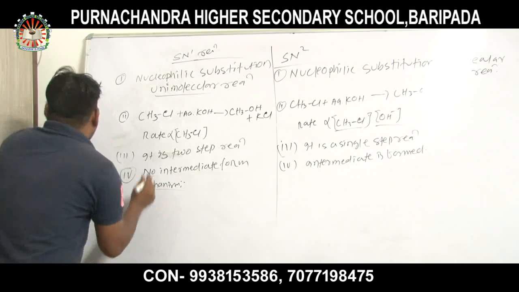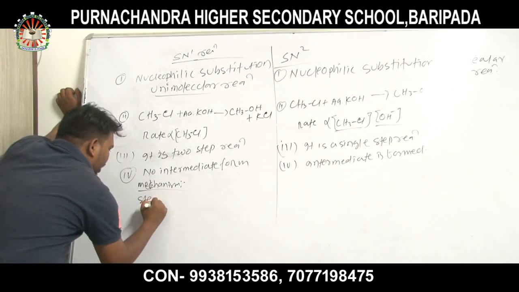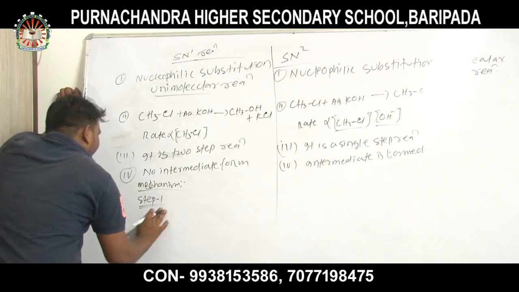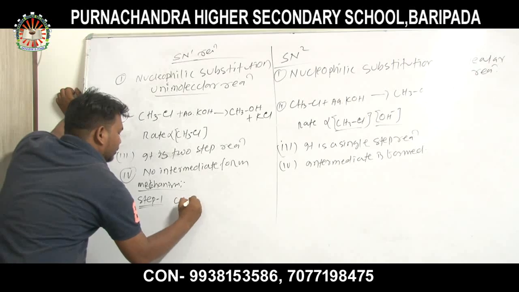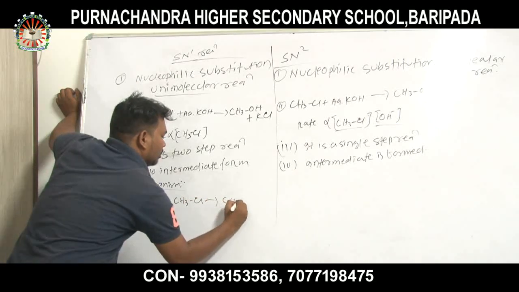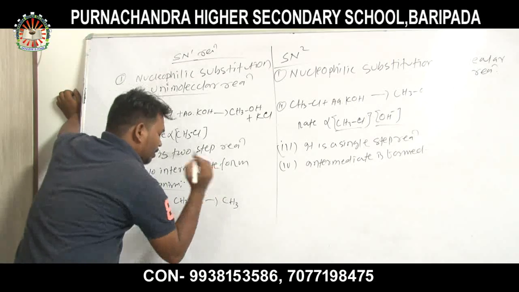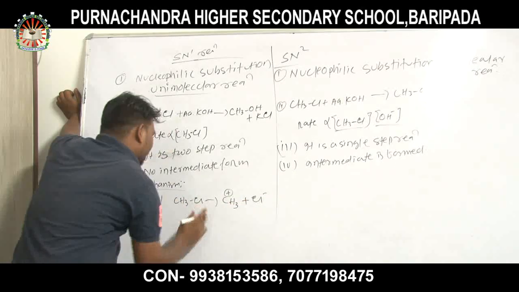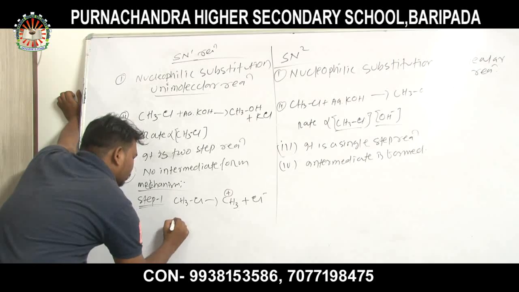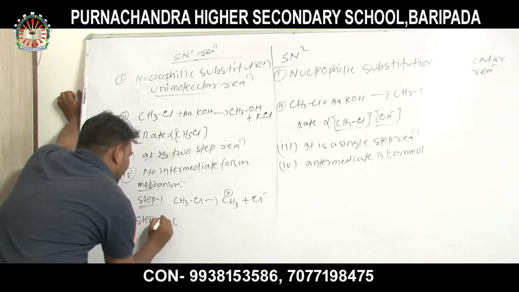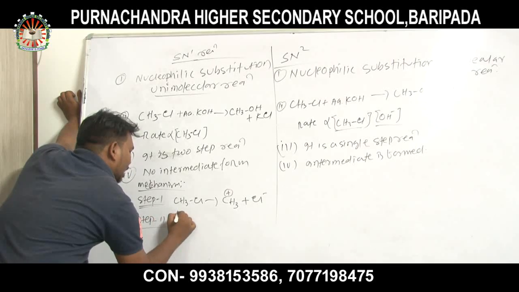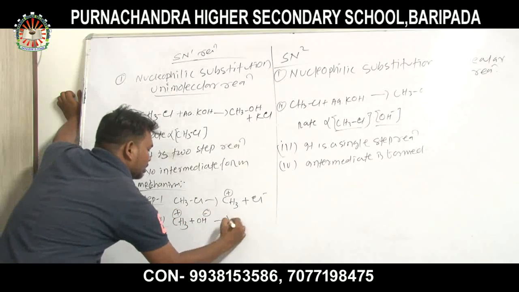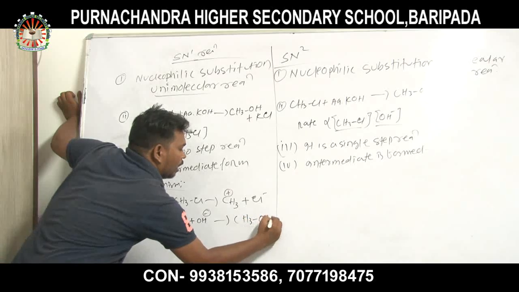Mechanism: I already told you that SN1 is a two-step reaction. Step 1 is the formation of carbocation, with Cl minus leaving. Step 2: when the carbocation reacts with the base, alcohol is formed.